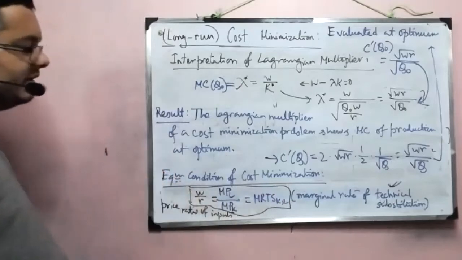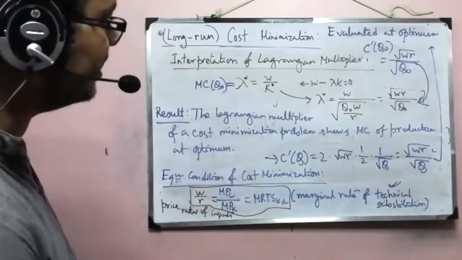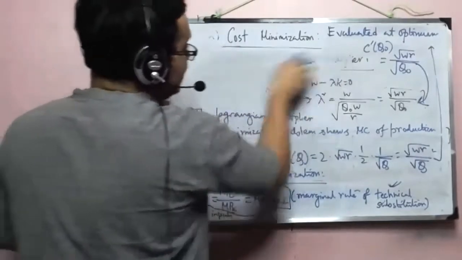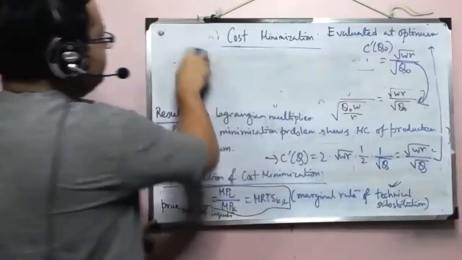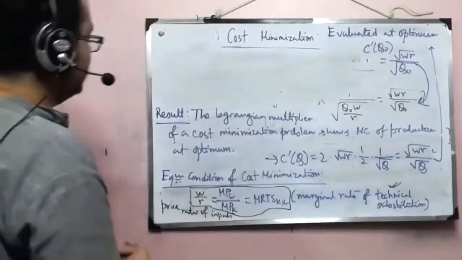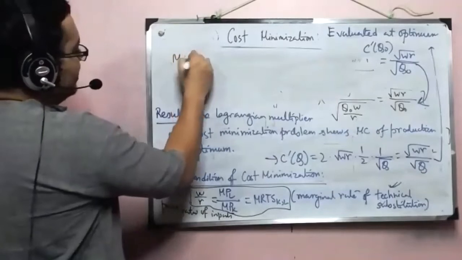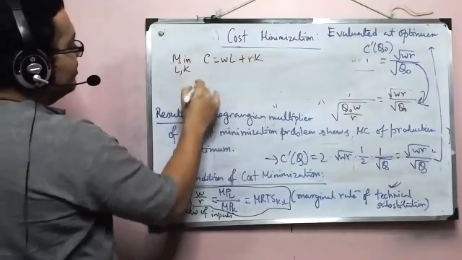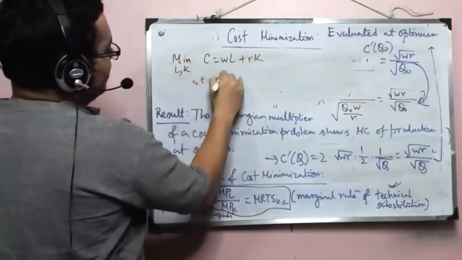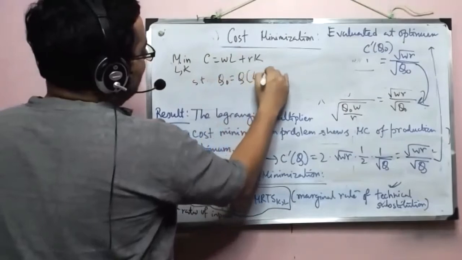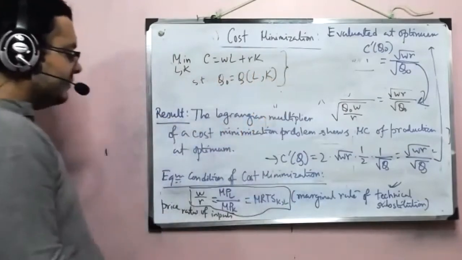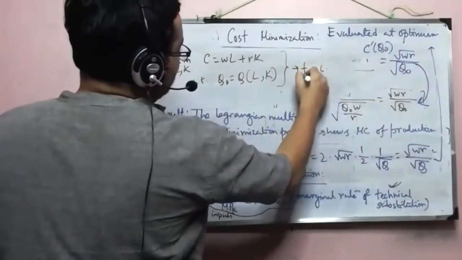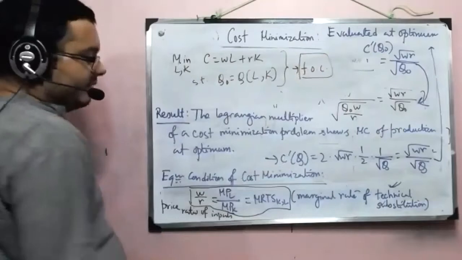To get that mathematically, instead of taking a specific function like K into L, we just have to consider the general problem that minimizes C equal to WL plus RK, L and K being minimized subject to Q naught equal to Q of L comma K. Then the first order condition, the FOC, will give me the equilibrium condition.